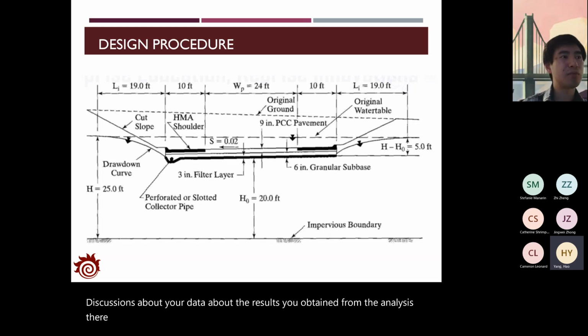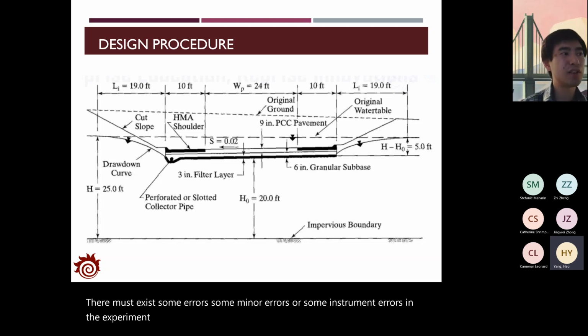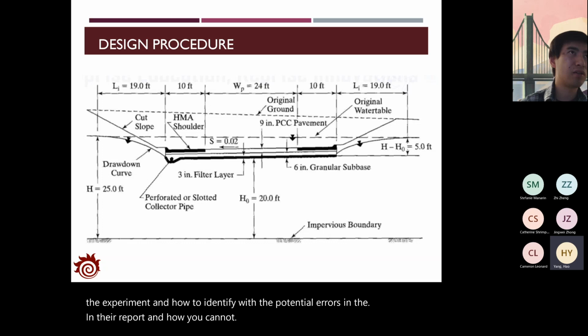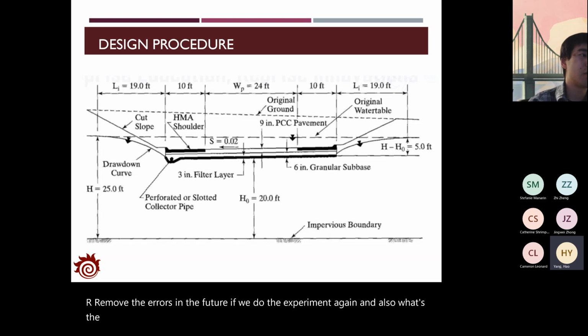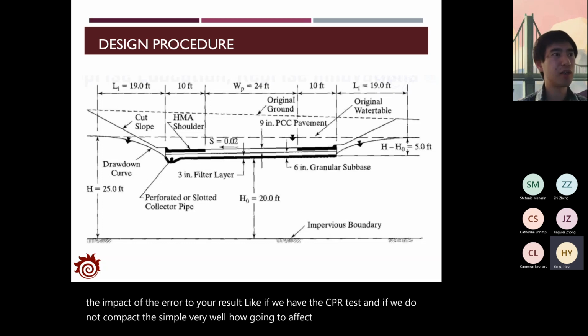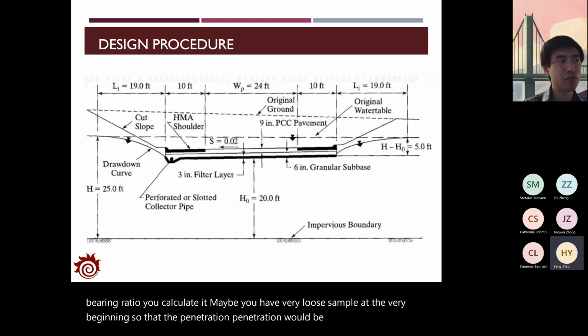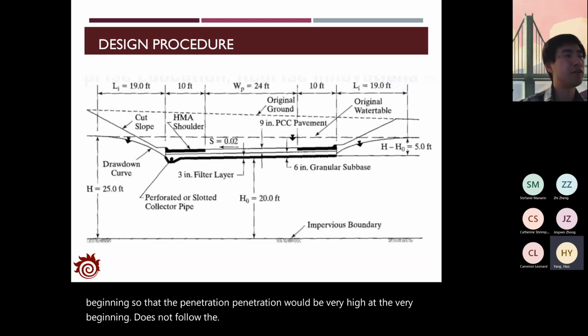There must be some errors, some minor errors, or some instrument errors in the experiment, and you have to identify the potential errors in the report, and how you are going to remove the errors in the future if you do the experiment again, and also what the impact of the error is on your result. Like if you have the CBR test and if you do not compact the sample very well, how is it going to affect the CBR, the California bearing ratio you calculated? Maybe you have a very loose sample at the very beginning, so that the penetration would be very high at the very beginning, does not follow the linear trend, and you need to do the correction.